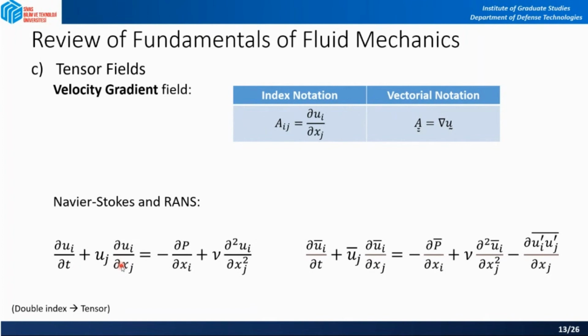When we apply Reynolds averaging to Navier-Stokes equations, so we come up with this RANS equation, we end up with stresses as well. So Navier-Stokes equations incorporate all of these scalars, vectors, and especially second-order tensors all at the same time. So we do need to understand the properties of these second-order tensors.